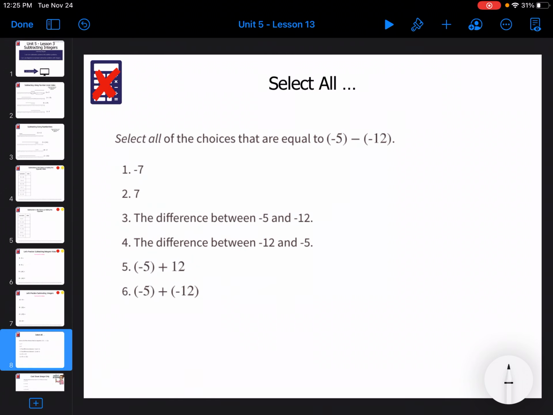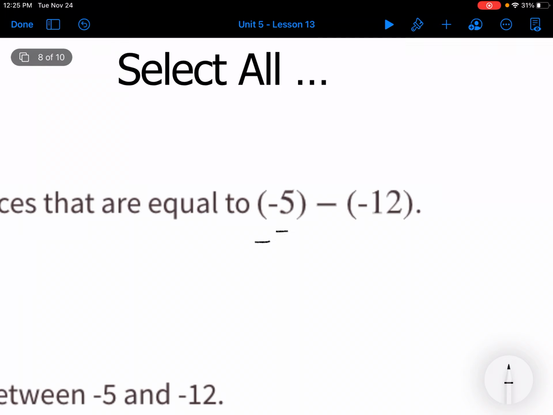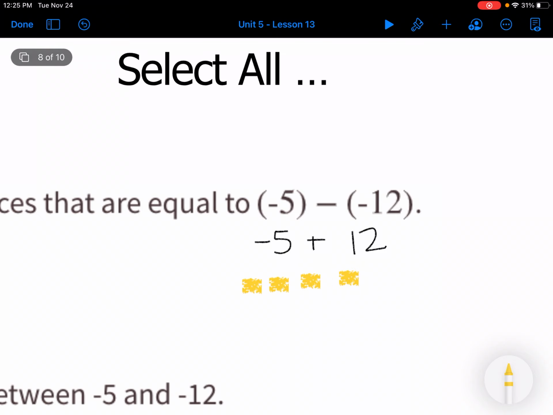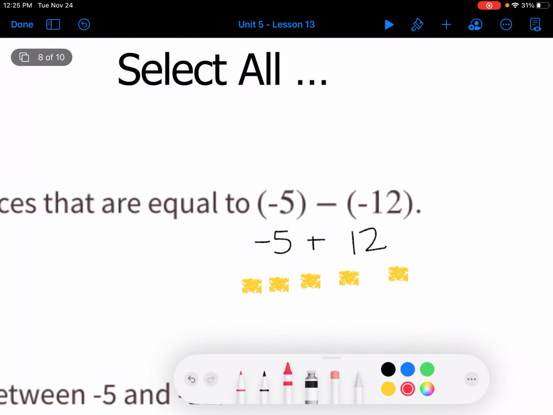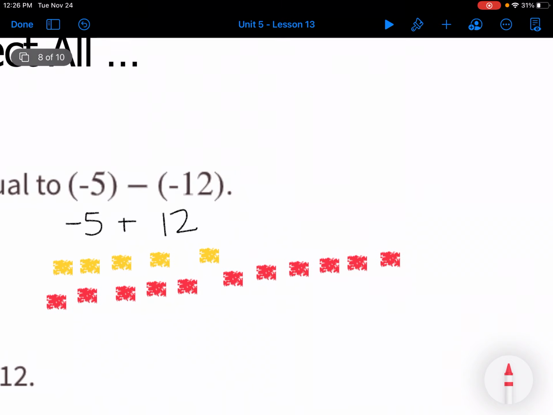All right, so now they want us to circle all the choices that are equal to negative 5 minus negative 12. I'm going to rewrite it as an addition problem. Negative 5 plus 12, because subtraction is just adding the opposite. So if I draw it out, that would be 1, 2, 3, 4, 5, and then 1, 2, 3, 4, 5, 6, 7, 8, 9, 10, 11, 12.